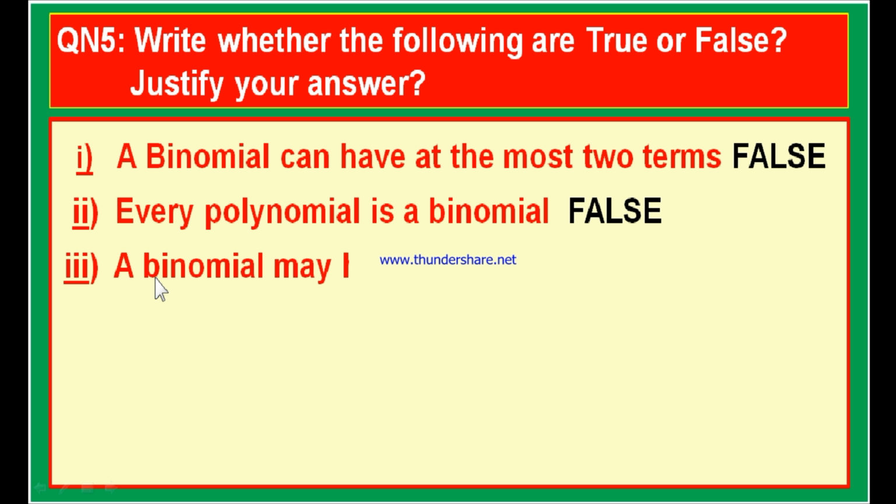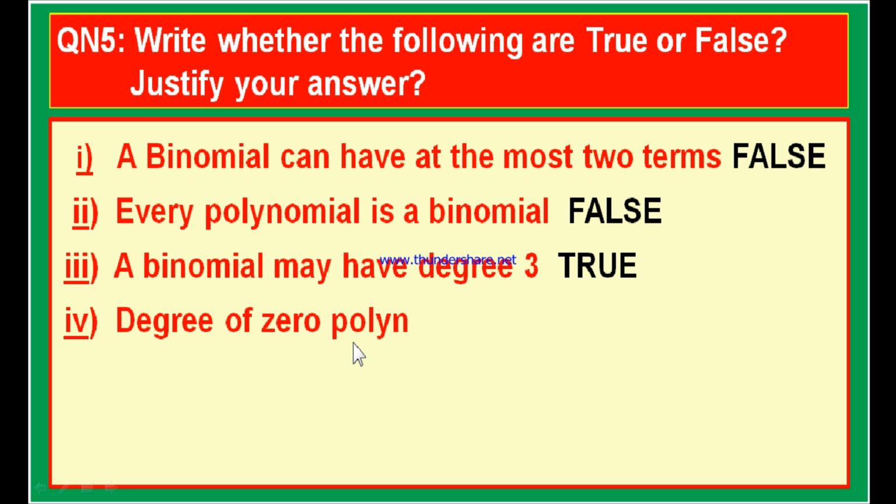Now, third one, a binomial may have degree 3. A binomial may have degree 3. Here, yes, may have means it may contain. For example, you take x cube plus y cube. X cube plus y cube, it is a binomial. X cube is one term and y cube is second term, it is a binomial and it is of degree 3. Therefore, a binomial may have degree 3. So, it is true.